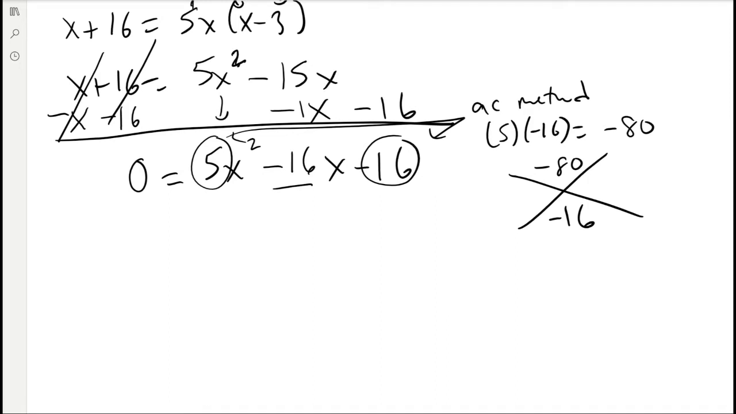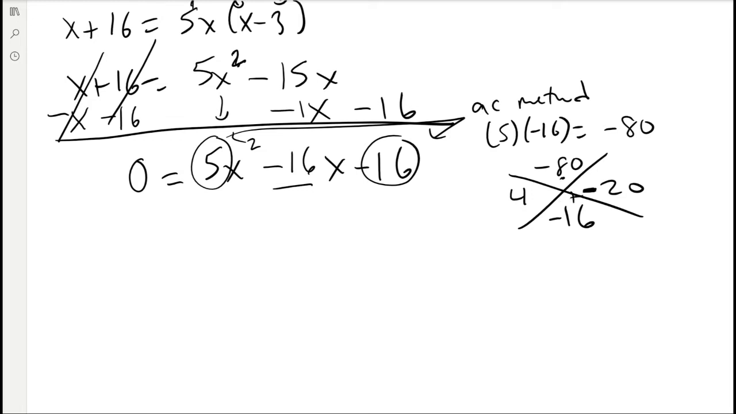So if I did 2 and 40, that wouldn't work out very well. If I did 1 and 80, that wouldn't work out very well. And if I did 4 and 20, that would actually work out better. And it would have to be negative 20, because negative 20 plus 4 is negative 16. So remember, it has to add to the bottom and multiply to the top.